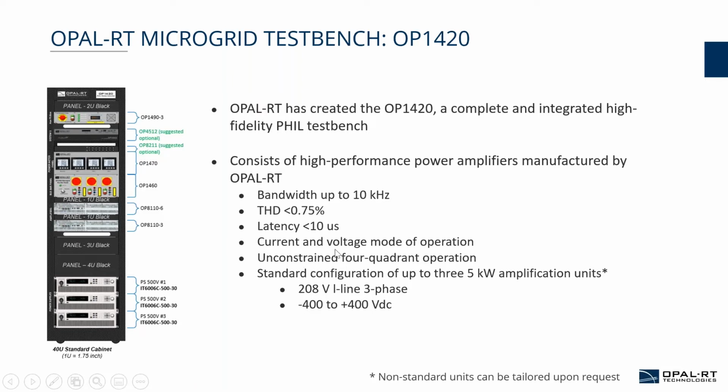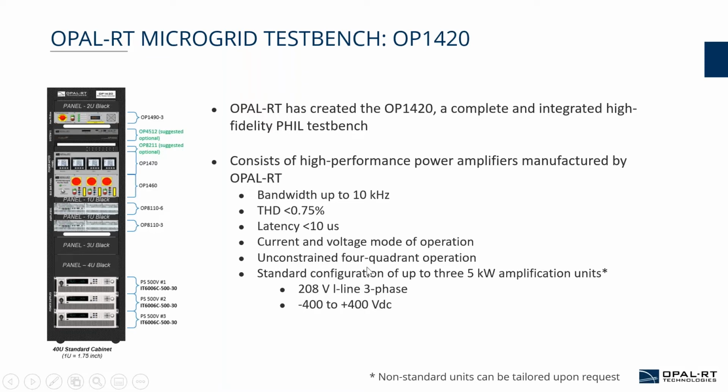The system can operate both in current and voltage mode operation, and this is important because depending on the equipment that you would want to emulate, if it's a grid, you would want to do voltage mode operation, or if it's a PV inverter system or a wind turbine system, you might need to do current mode emulation, and both these modes of emulation are possible.